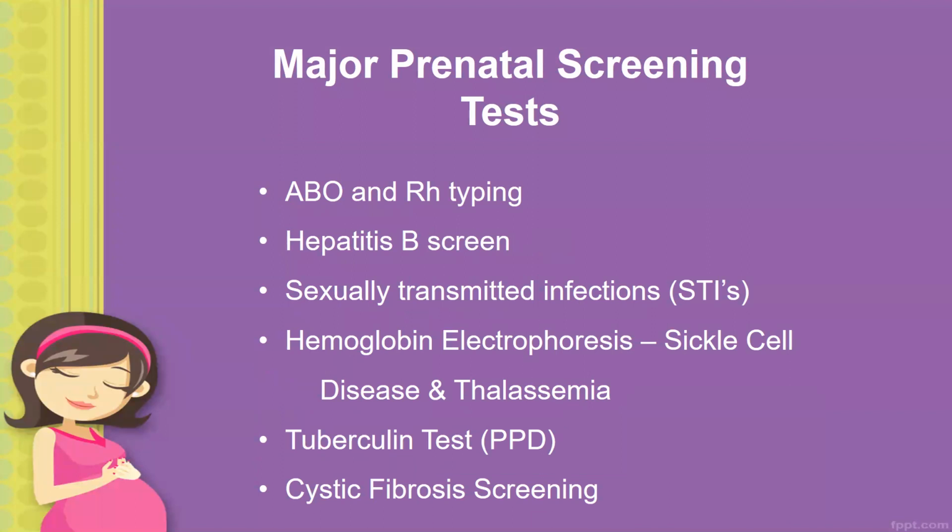Other tests will be ABO and Rh, checking their blood type and Rh factor. Hepatitis B screen. Sexually transmitted infections will be screened for. And women who are at risk may have a hemoglobin electrophoresis completed. This looks for sickle cell disease and thalassemia.